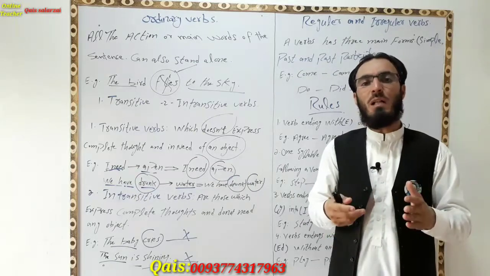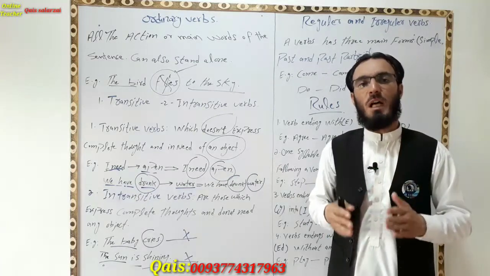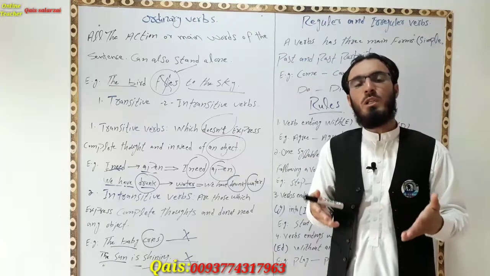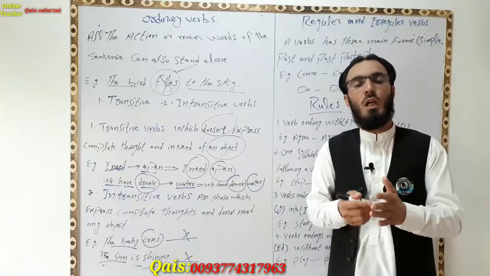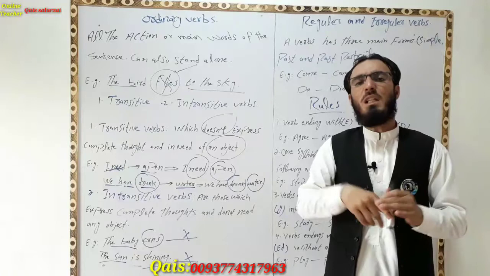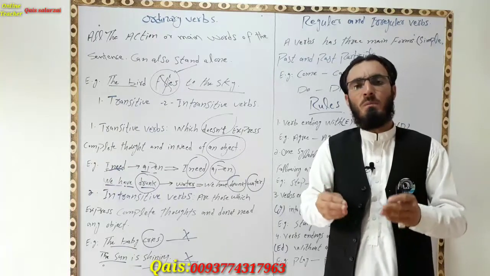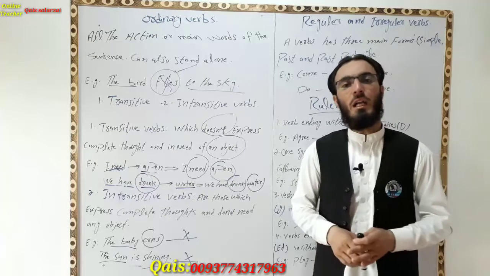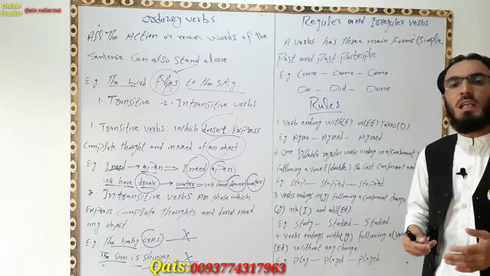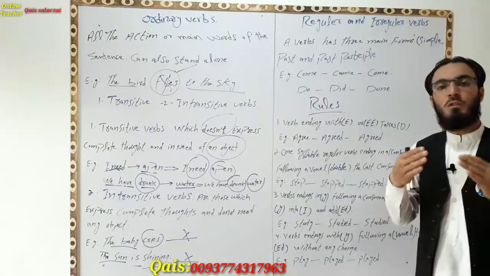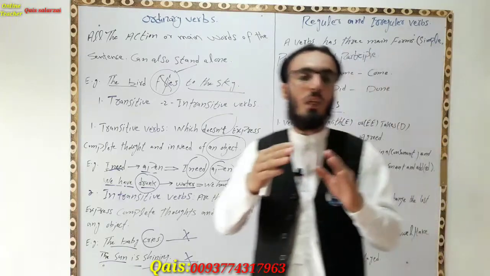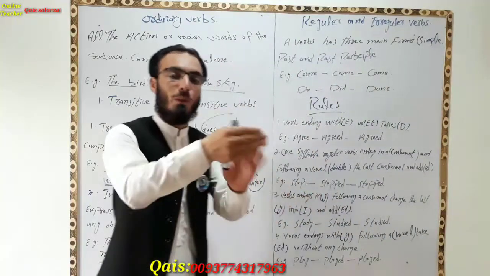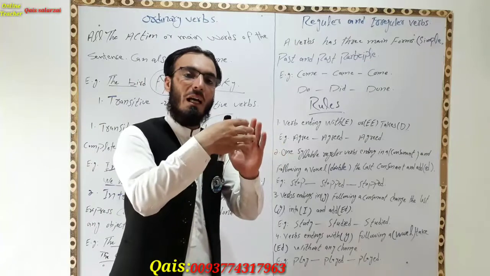Or some may also say that irregular verbs are those verbs that don't have any rules and regulations to change their form to second and third. But simply you can say a verb which doesn't take ed to change its form to second and third is called an irregular verb. Now let's move and see how we can form irregular verbs, because regular verbs are very easy. You can put ed at the end to change it to second and third.